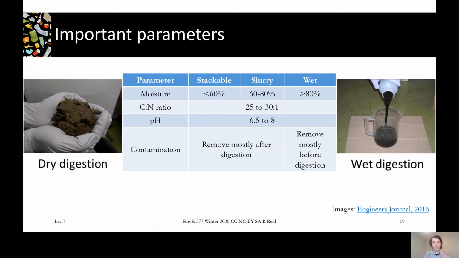For contamination, the wet systems, they do a lot of the work to remove contamination at the front end. The philosophy with the slurry and stackable systems is they kind of keep it intact at the front end, digest it, and then go through and sort out the contamination when it's a little bit easier to work with at the back end. So 2 different philosophies. I don't think one's clearly better, but some of the jurisdictions in Ontario that have targeted really clean digestate from highly contaminated streams have used wet digestion. But yeah, a lot of people like dry digestion as well.